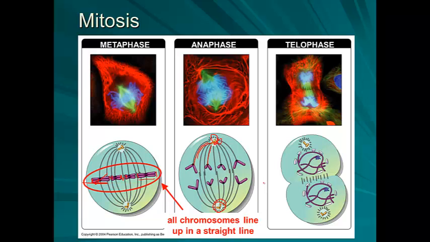Okay, so at this point, because we're dealing with mitosis, which again, remember, is the process by which we're making two exact copies, we've got two cells that have all of the DNA. Okay. So we're going from one diploid cell to two diploid cells.